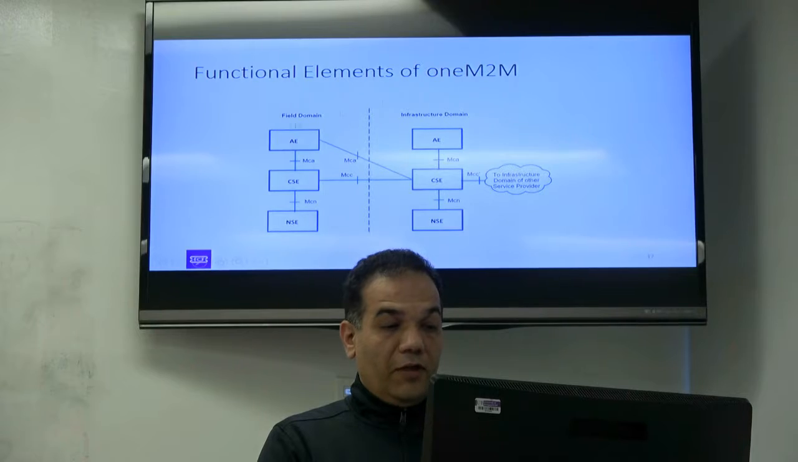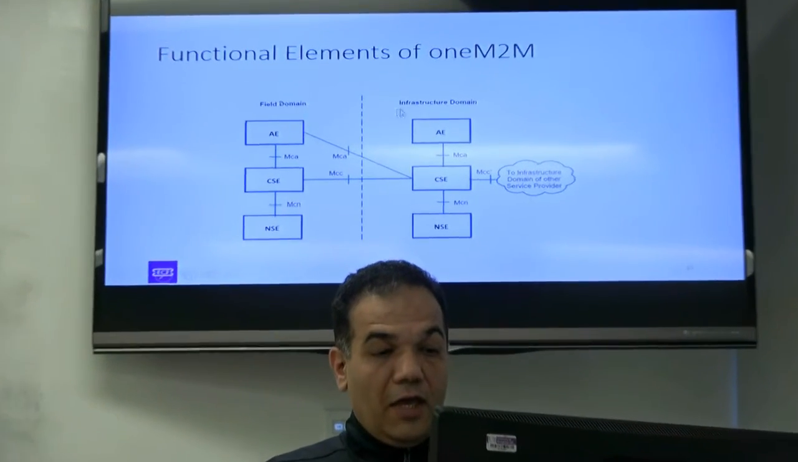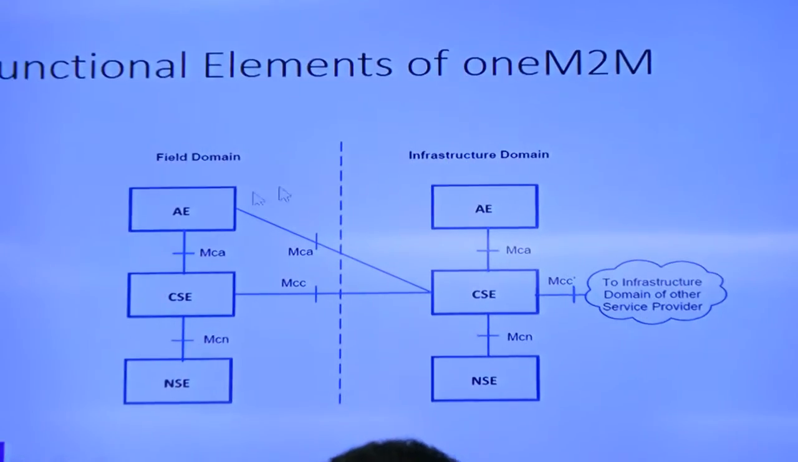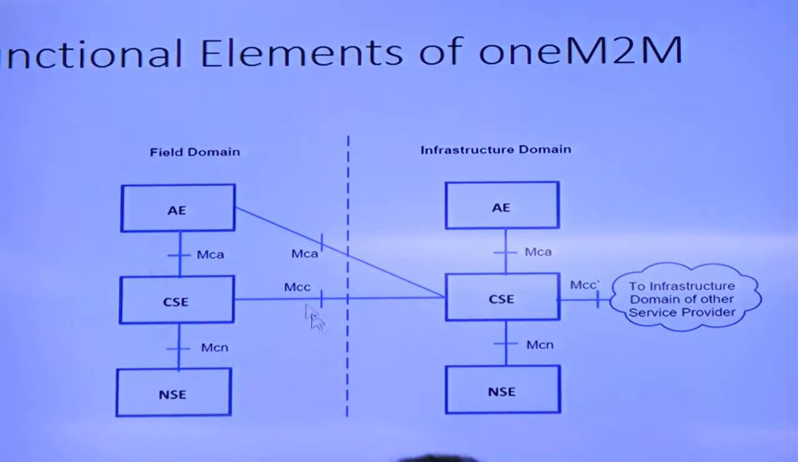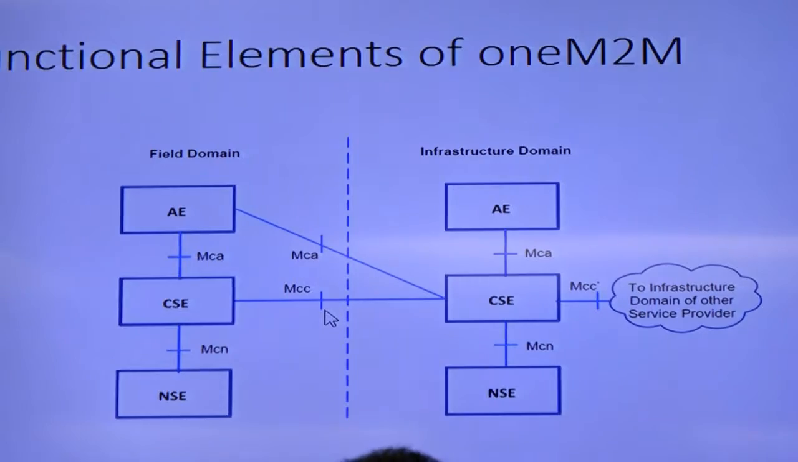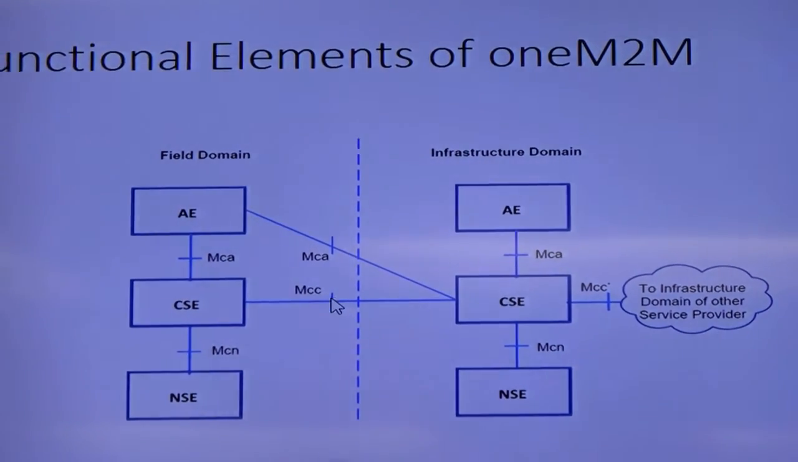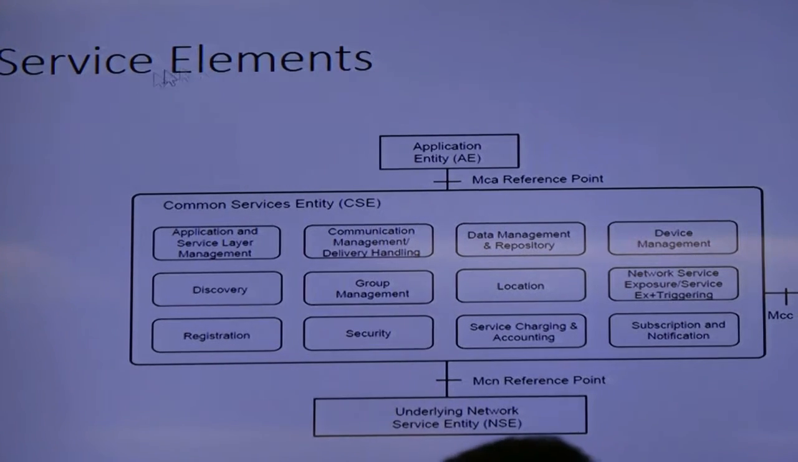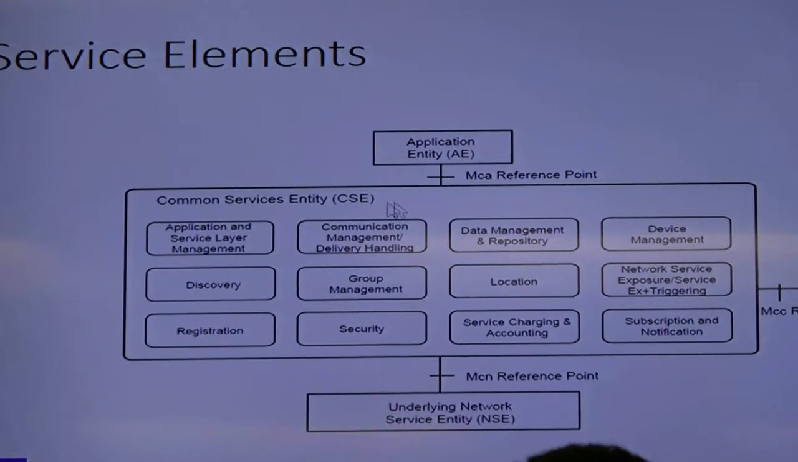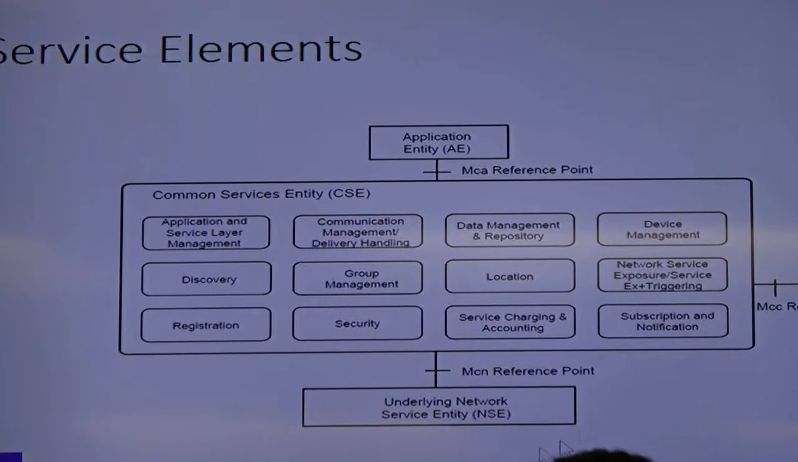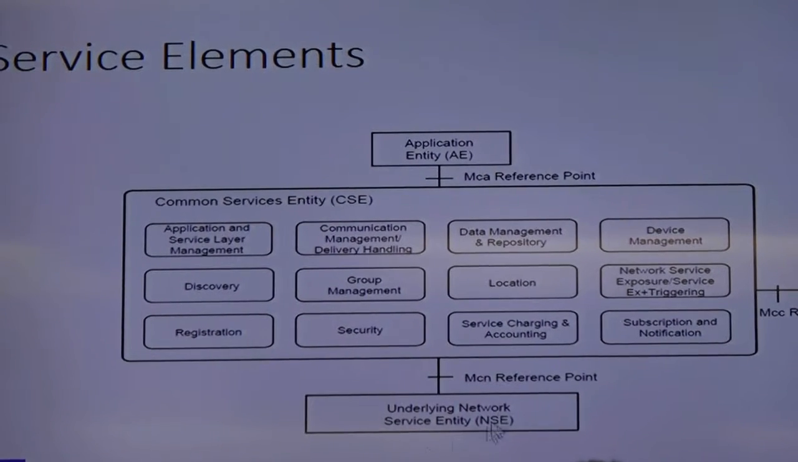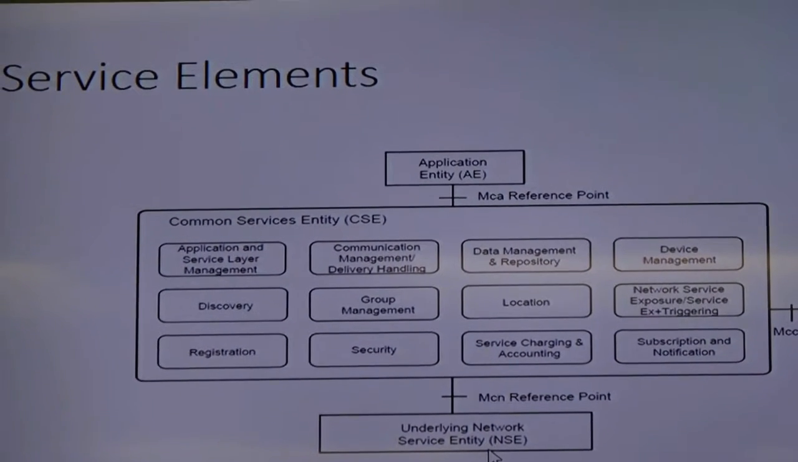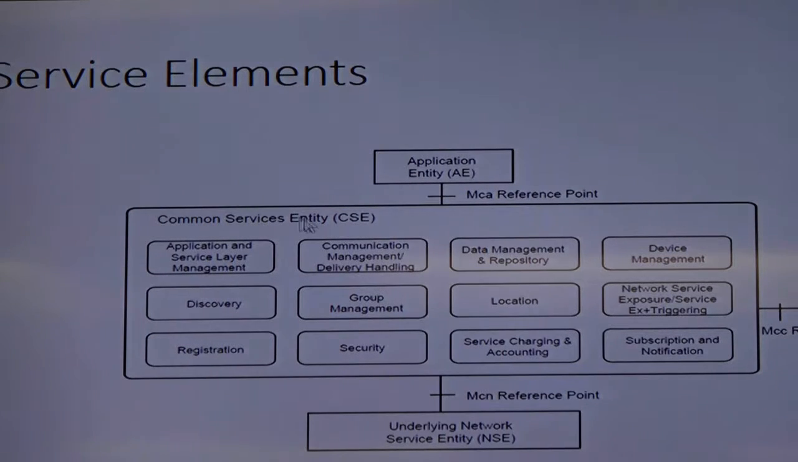So you have the field domain and the infrastructure domain. How they interact, we're going to look at these boxes in detail as we go in the class. And here I'm just going to focus on the research areas. I'm giving you a general idea, then we're going to focus on the research areas. For example, if you look at service elements, there is the application entity. As I told you, it starts from the underlying network service entity, NSE. On top of it, we have the common service entity. On top of that, we have the application entity.